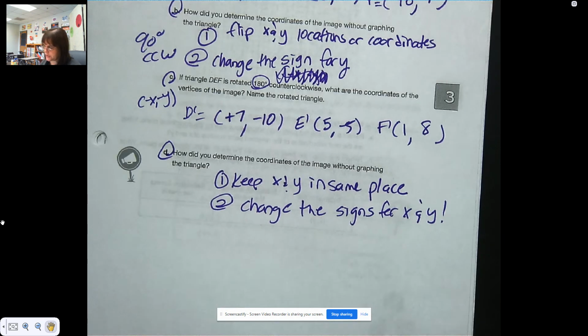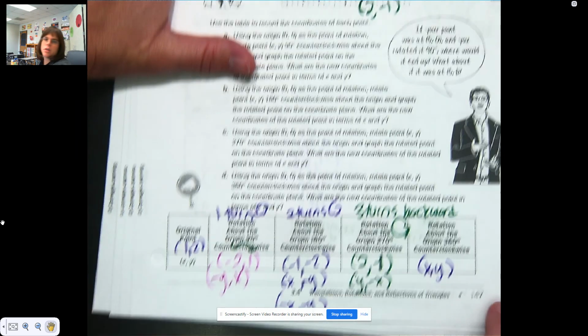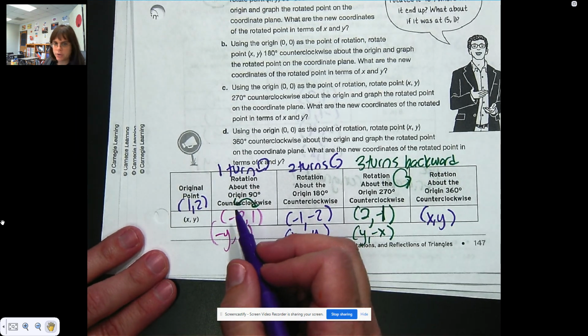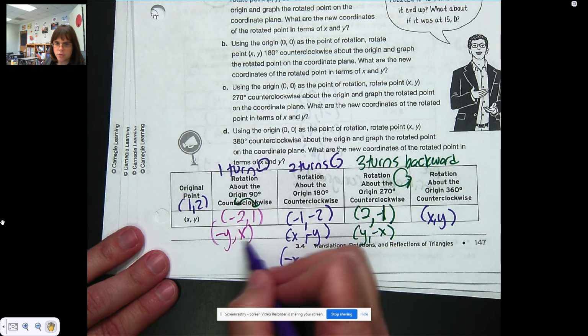All right, so it's a little tough. We might just stop there. So let's flip back and go back over the rotation rules again. So if you're rotating 90 degrees or one turn backwards, it's negative Y, X.